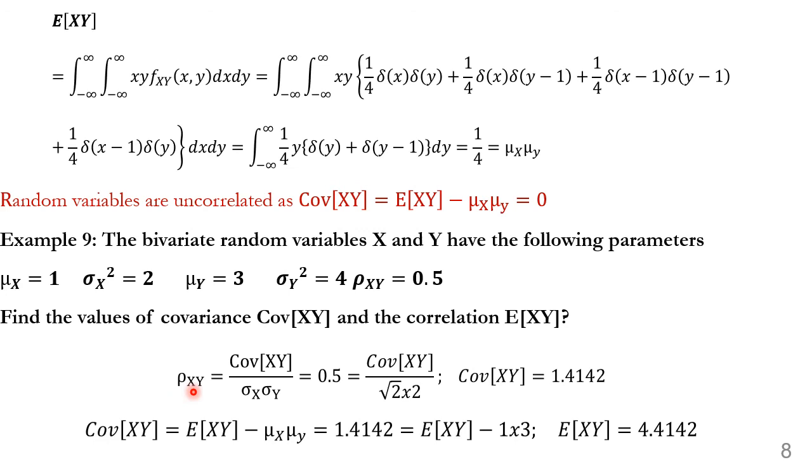The correlation coefficient is given by the ratio, covariance of xy divided by sigma x sigma y. It is given as 0.5, and sigma x is √2, sigma y is 2. By simplifying this, we get covariance of xy is equal to 1.4142. The covariance of xy is also related to expectation of xy as expectation of xy minus mu x mu y, that is equal to 1.4142. By simplifying this, we get the expectation of xy is equal to 4.4142.